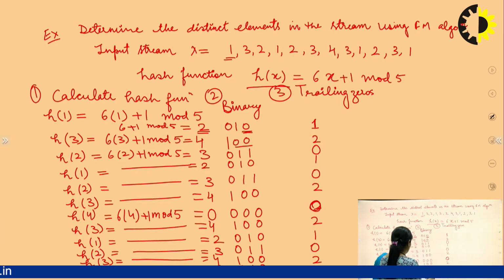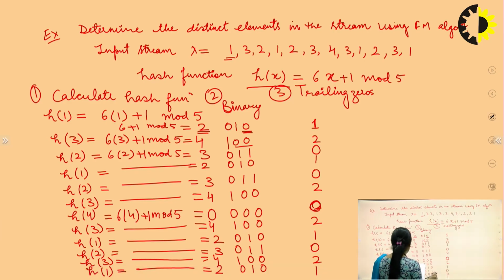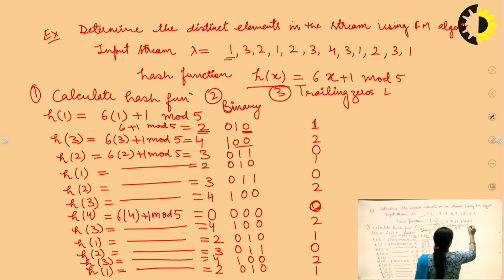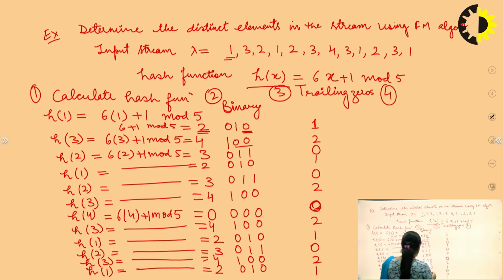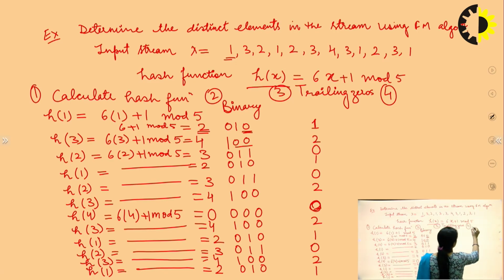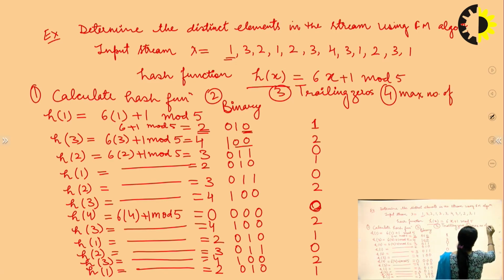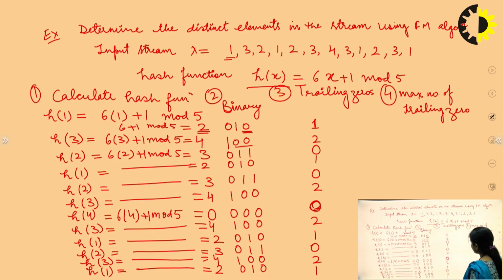Right. Now, according to the algorithm, what is the fourth step? Write the value of the maximum number of trailing zeros. So, what is the maximum number of trailing zeros? That is 2. Yes, we can easily see from there.